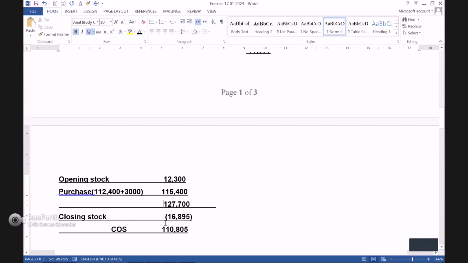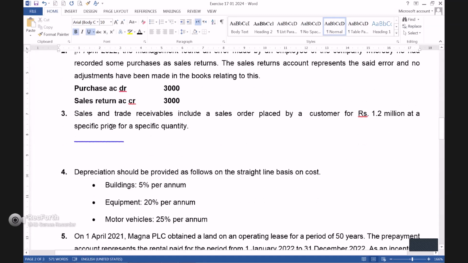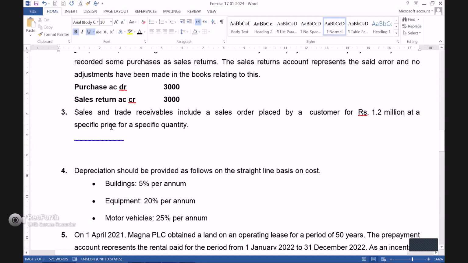Okay, so the cost of sale is here. So next one, the sales and trade receivable include a sales order placed by a customer for rupees 102 million at a specific price for a specific quantity. What do you mean by specific price for a specific quantity?